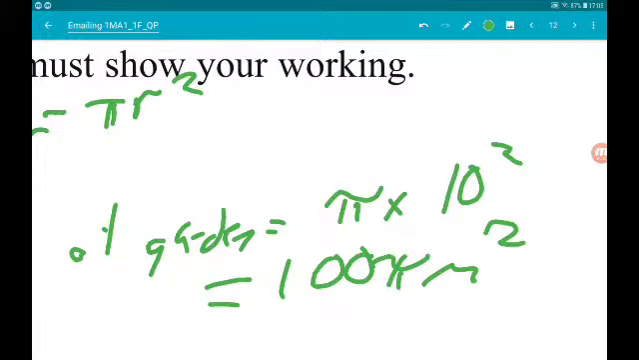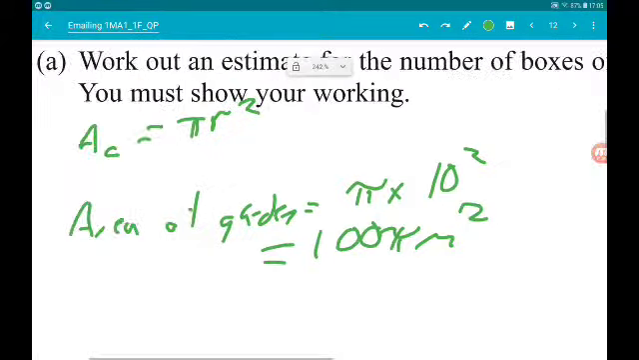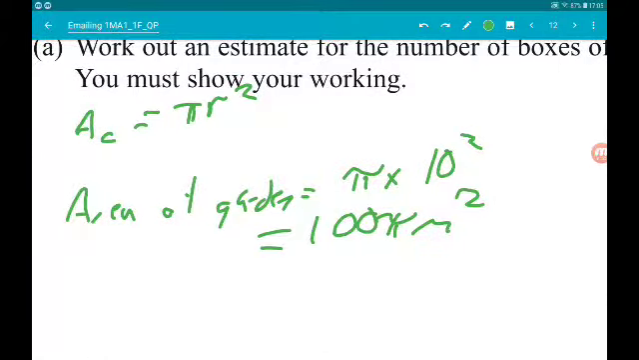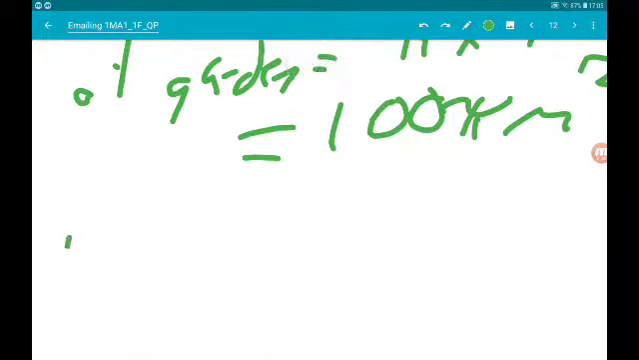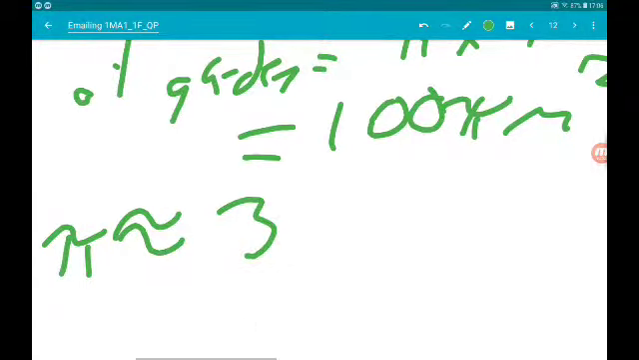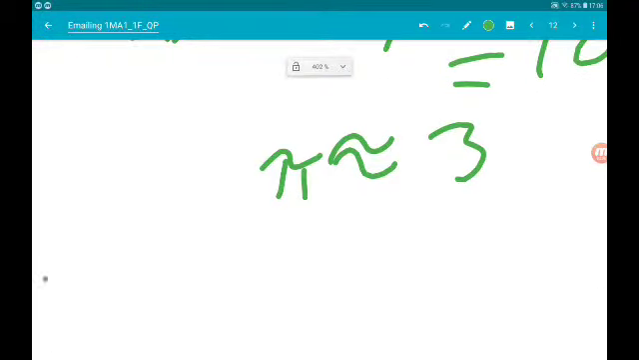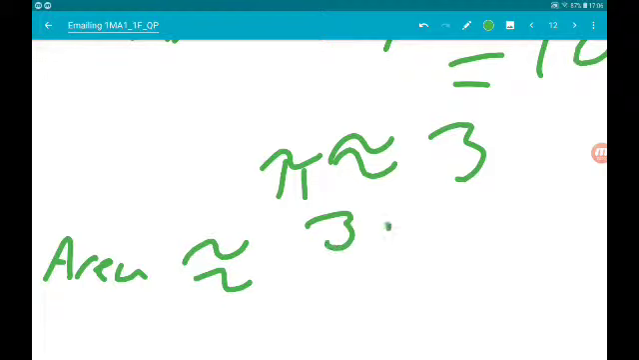Now, we're estimating. Pi is 3.14159265358, blah blah blah. Goes on forever. As we're estimating though, we're just going to say that pi is approximately 3. So the area of the garden is approximately equal to 300 meters squared. Now, that's the area we need to cover with grass seed.